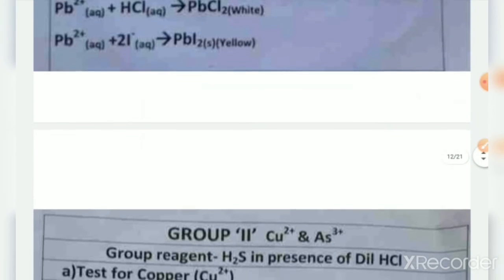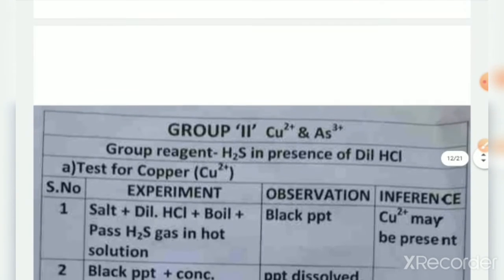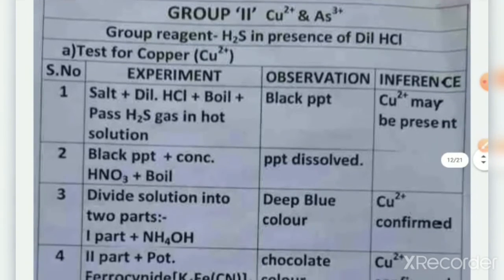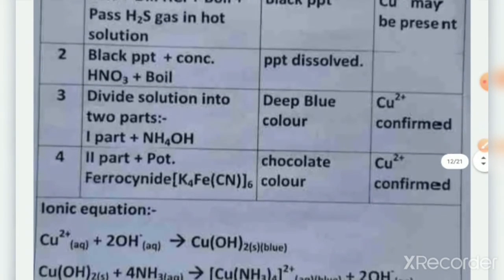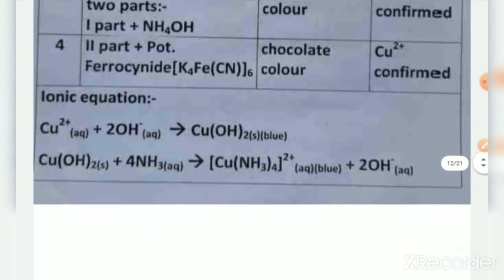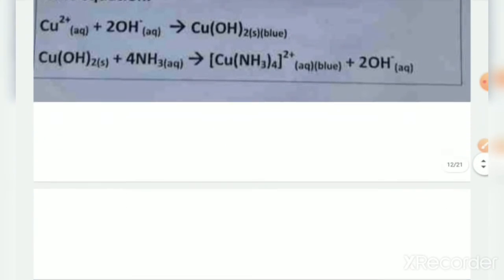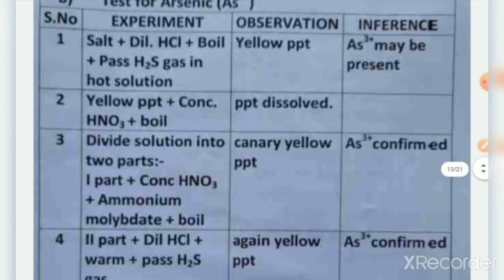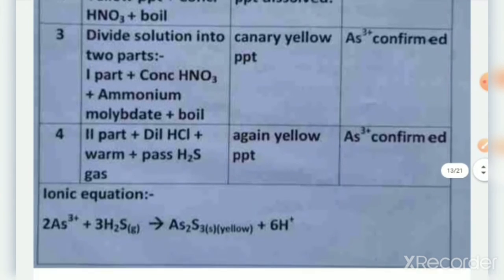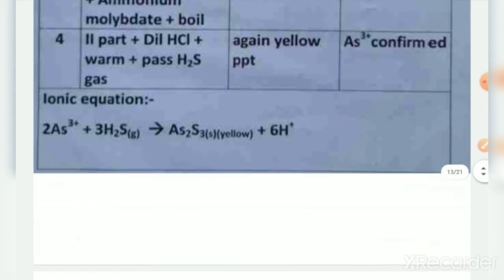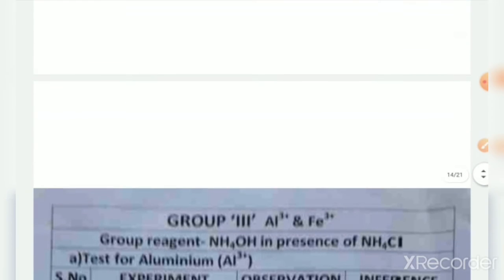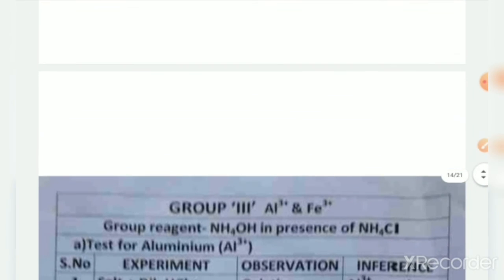And thereafter you see here group second, it has the copper and arsenic subgroups. See here the test of copper is given. Thereafter the equation is also given here. It gives a chocolatey color. After that the test of the arsenic ion. See here, preliminary and confirming tests are given, and its equation is also given. It gives us a precipitate in the form of sulfide.